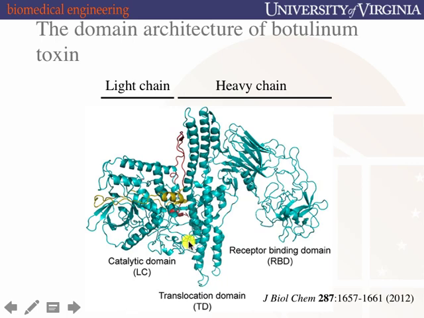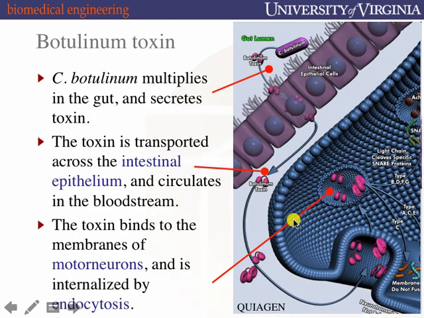Okay, so if we look at that domain architecture of the toxin, and we look back at those three domains, what we find is that there's a receptor binding domain. And so that receptor binding domain is what's going to bind to the motor neuron, and that's going to actually trigger a phagocytic or an endocytic, in this case, process. So here it's triggering endocytosis.